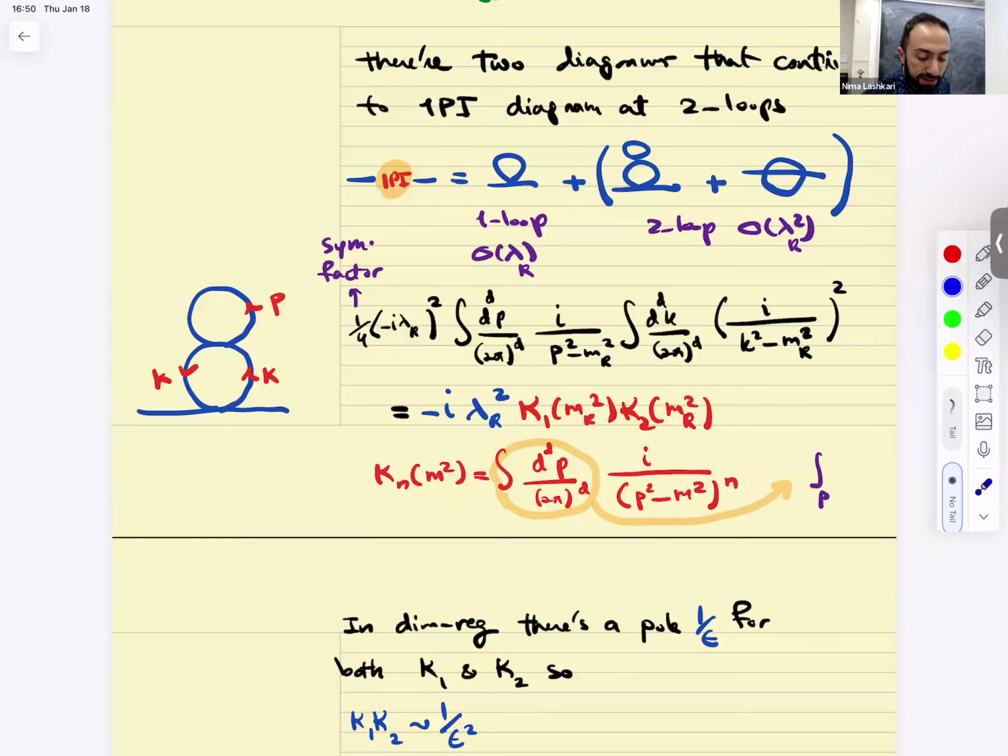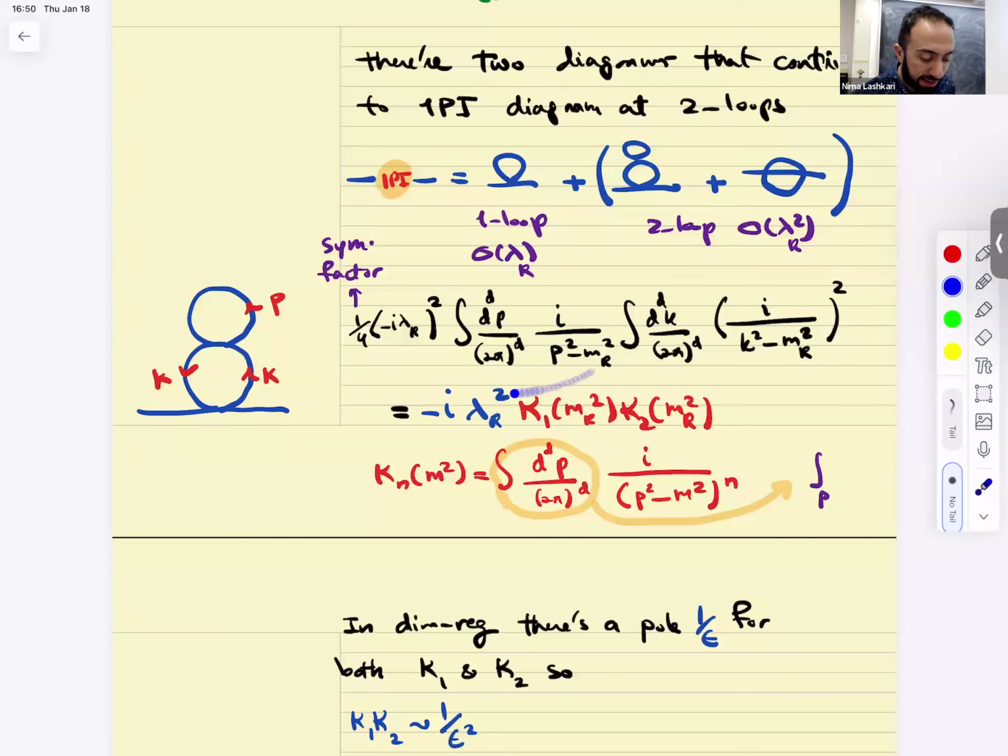What this is, K_n of m squared, is defined to be an integral over the propagator to the power of n, right? I usually simplify this and write it as the integral over p. This is the d-dimensional integral over p of i over p squared minus m squared to the power of n. This is called K_n of m squared. It's an integral that's going to appear over and over again.